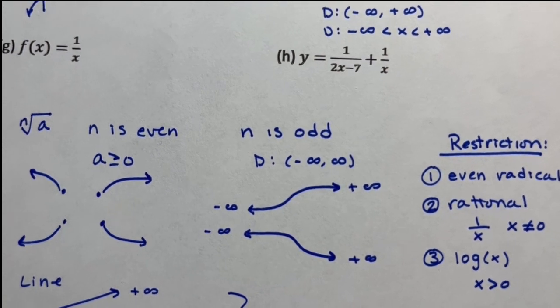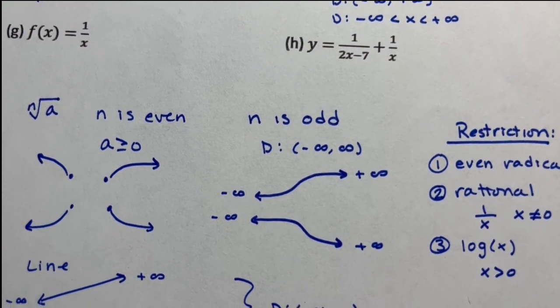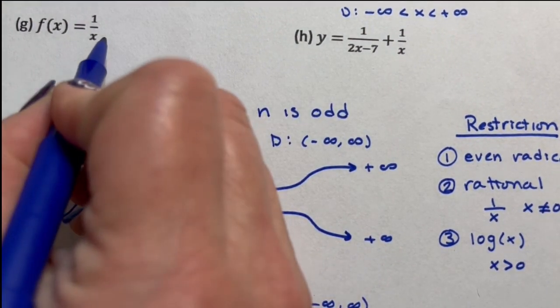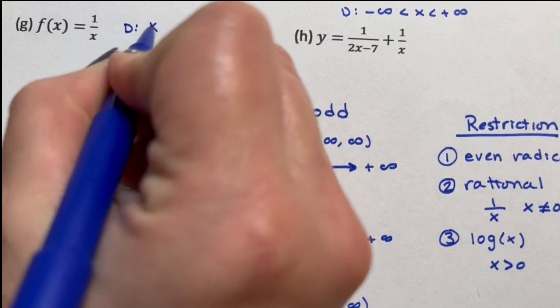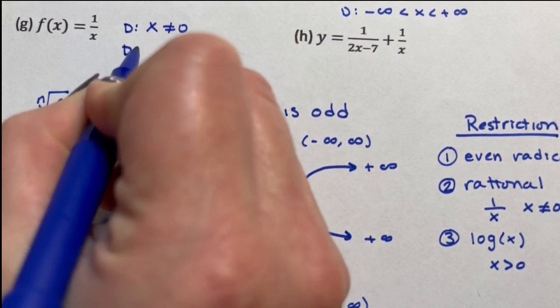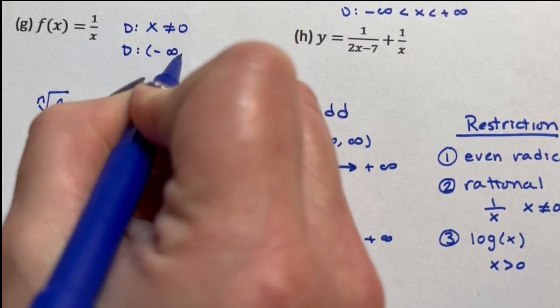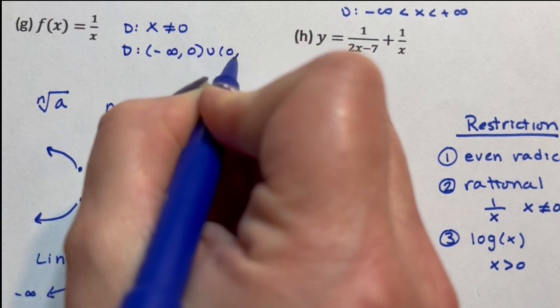So from what I just told you with our basic restrictions, here the domain is x cannot be 0, or, this is lovely, negative infinity to 0 joined with 0 to positive infinity.